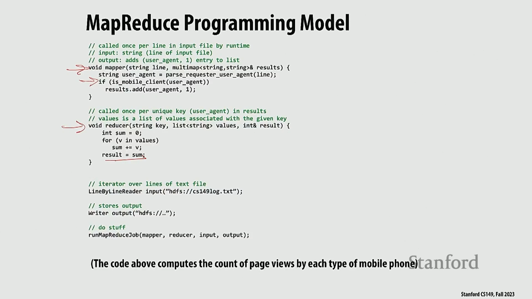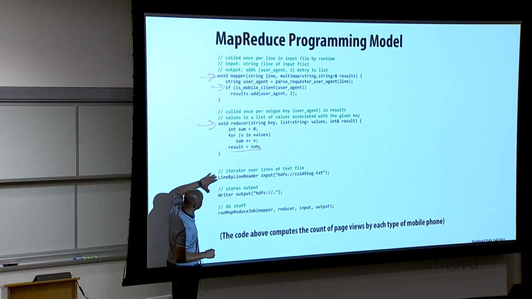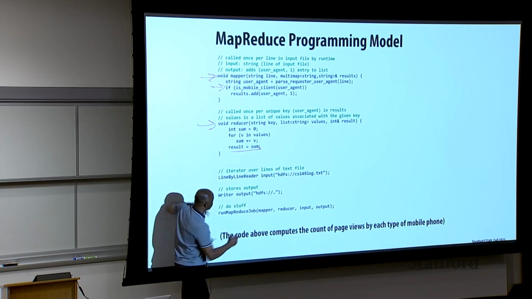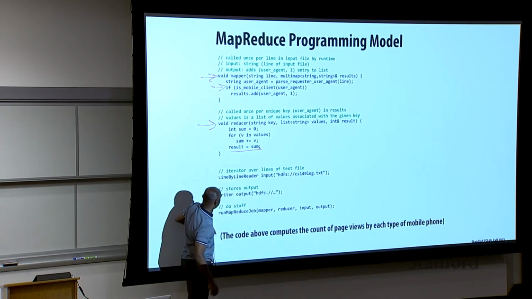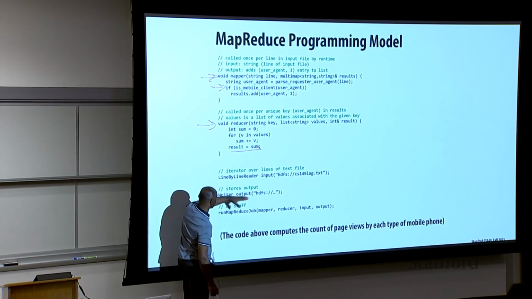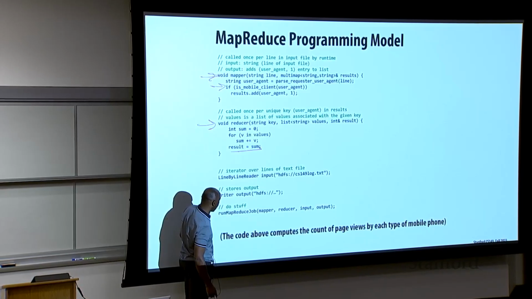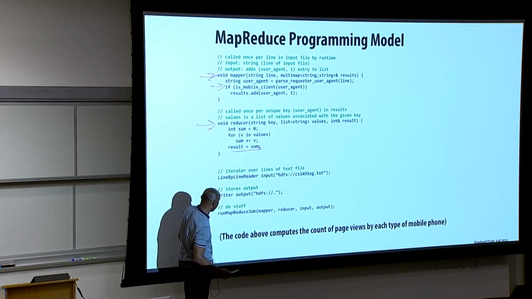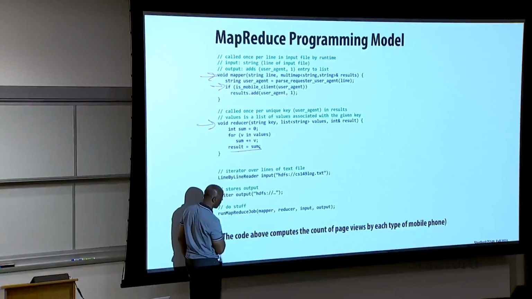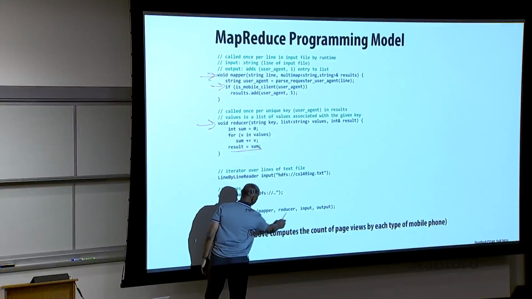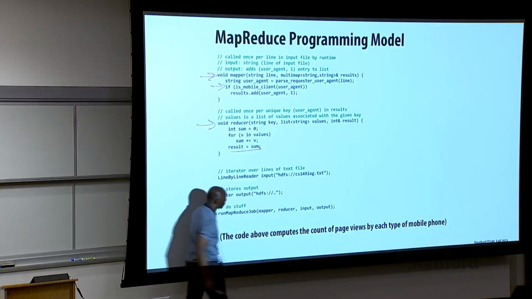The code at the bottom shows how things get called. First of all, we get the input from our distributed file system, and then write the output back to the distributed file system. That happens when we run the MapReduce job with the mapper function, the reducer function, and the input and output.